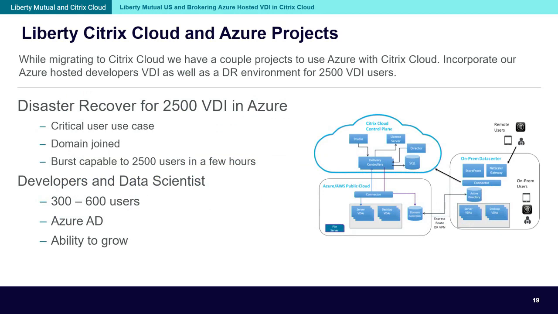So what are some of the public cloud projects we've got going on right now at Liberty Mutual? One of them is disaster recovery. We want to be able to burst 2,500 machines in Azure in just a few hours. We have a couple of really critical use case users, and even though we split them across data centers, if we lost a data center, can we get the half of those users that we lost back really quickly? Instead of standing up 2,500 users' worth of capacity in our data center that we can't use unless there's a disaster, it made sense to use Azure for that.